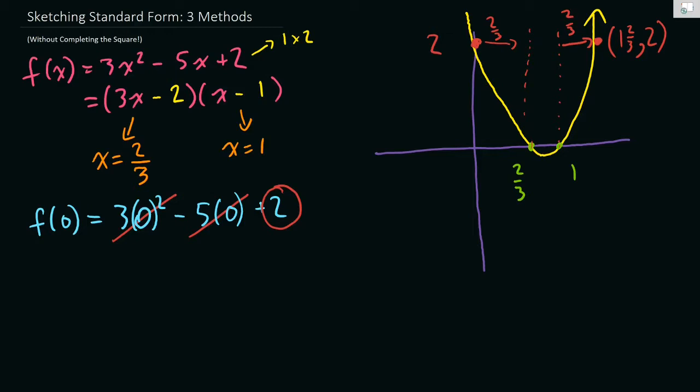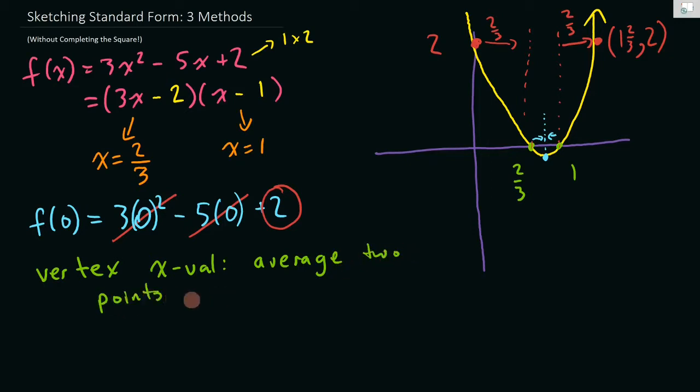Now often though, we care about the point at the bottom of a parabola, the vertex. And again, by symmetry, this vertex is going to be exactly halfway between my x-intercepts. So let's figure out our vertex by averaging our x-intercepts. So our vertex x value, you need to average 2 points at the same height.